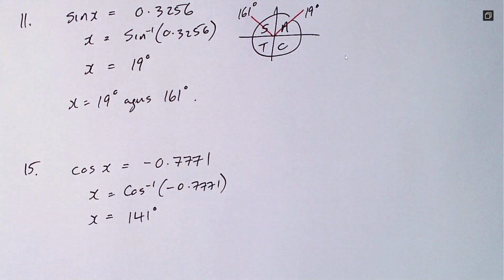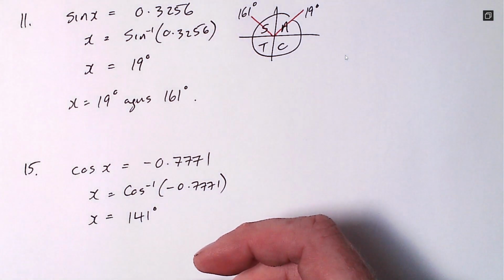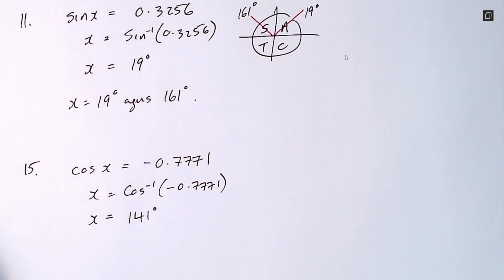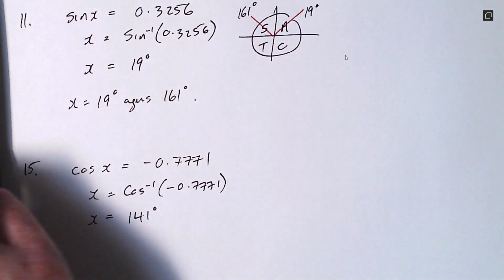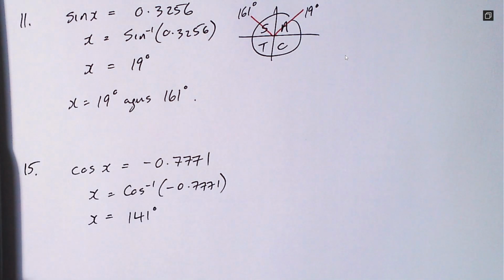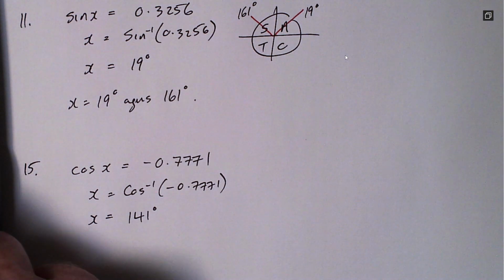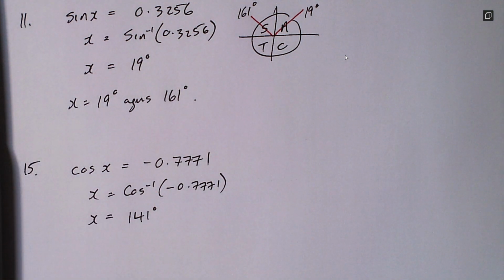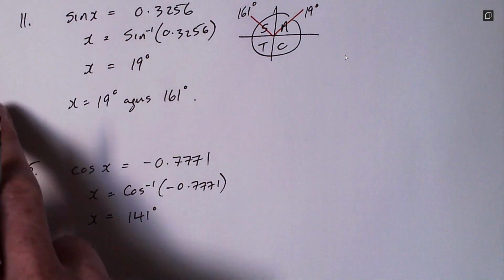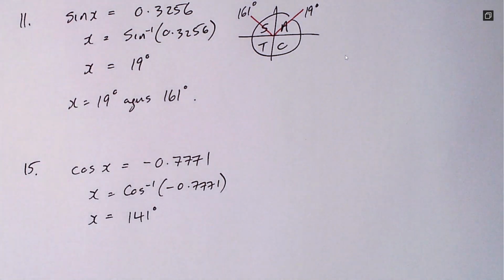Now, it's a bit awkward because it isn't 90. So just double check: cos inverse of minus 0.777 gives, in the calculator, 141 degrees.